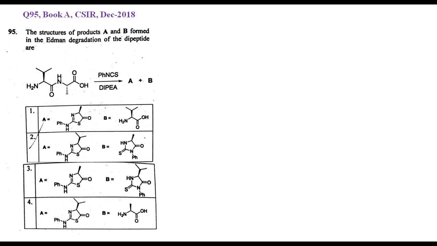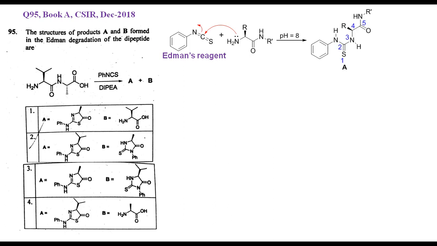a polypeptide. In this method, a polypeptide is treated with phenyl isothiocyanate, commonly known as Edman's reagent. Under mild basic condition, Edman's reagent reacts with the N-terminal amino group to form product A, which under mild acidic condition undergoes cyclization to produce species B.